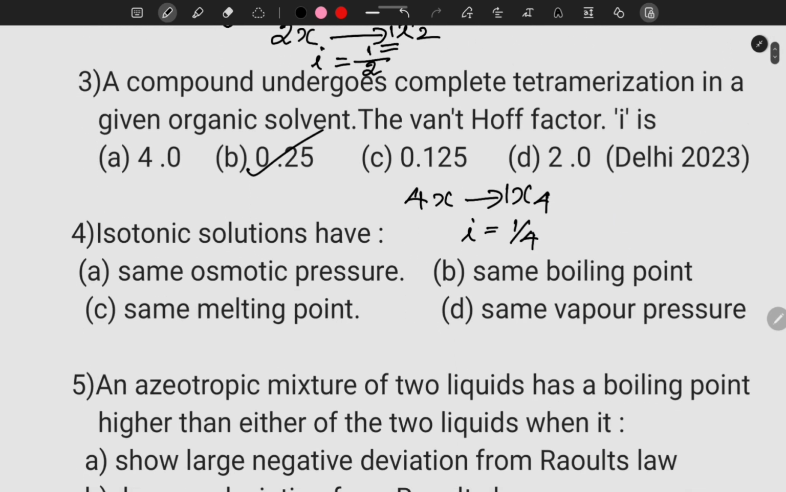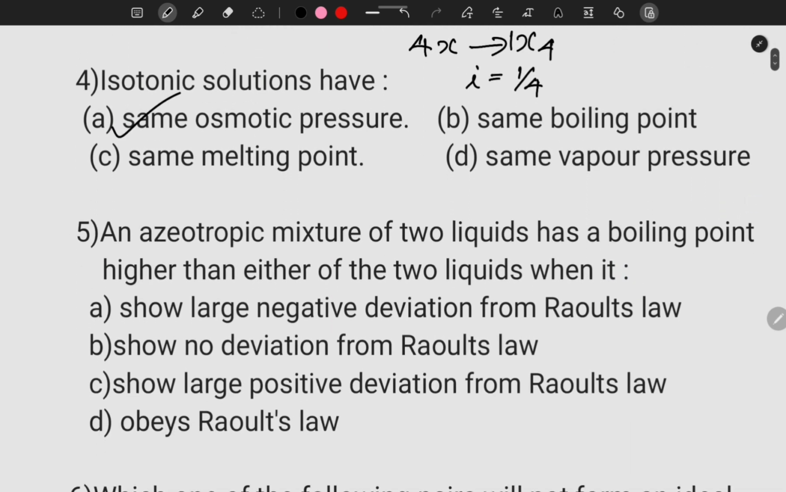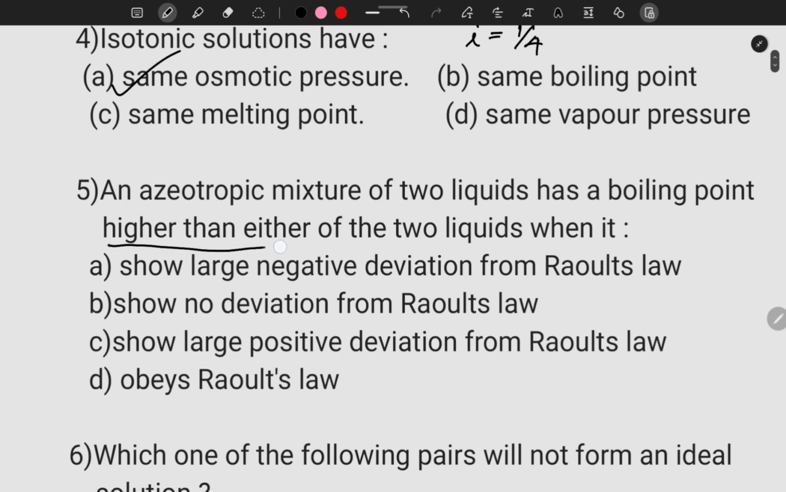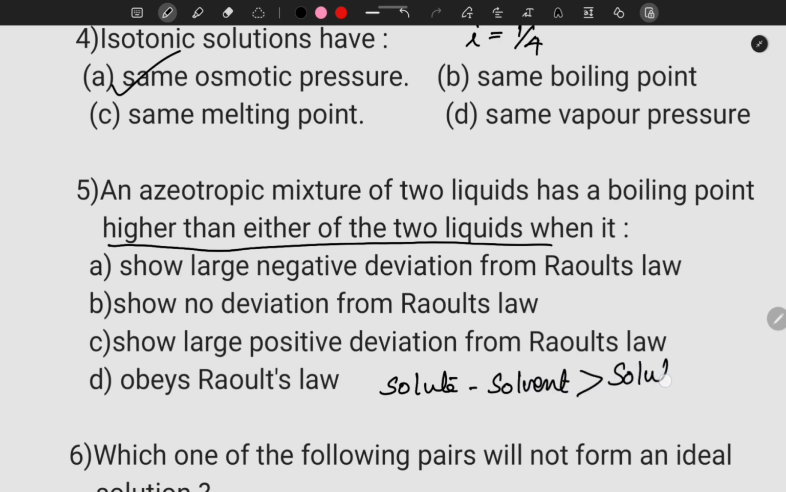Isotonic solutions means the solutions that are having the same osmotic pressure. An azeotropic mixture of two liquids has a boiling point higher than either of the two liquids. So here the boiling point increases because the solute-solvent interaction is greater than solute-solute and solvent-solvent interaction. So this type of deviation you can see in the solution which shows negative deviation. AB interaction is stronger.